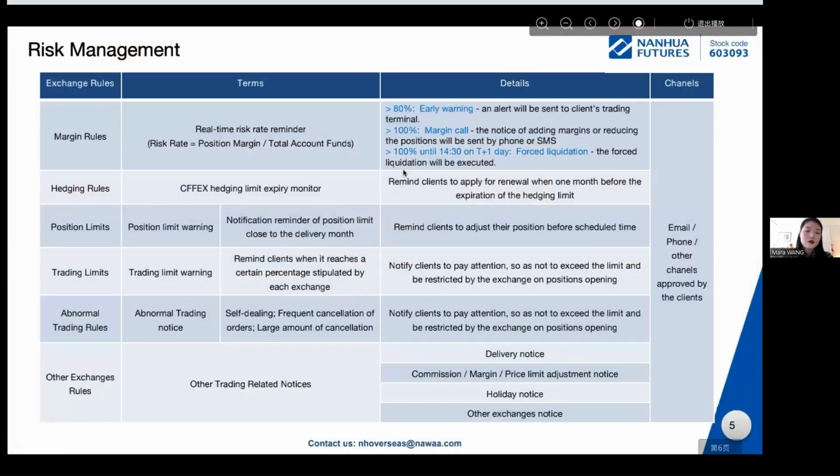I assume later our friend Iris from DBS will talk about the QFII process, how to apply and how to open the different accounts.